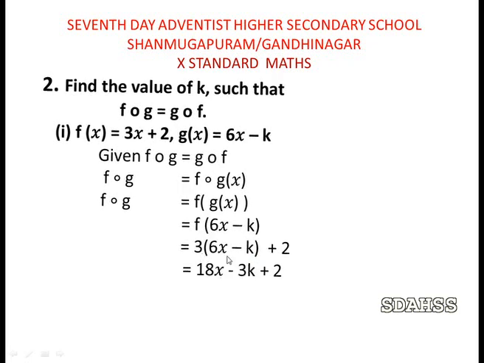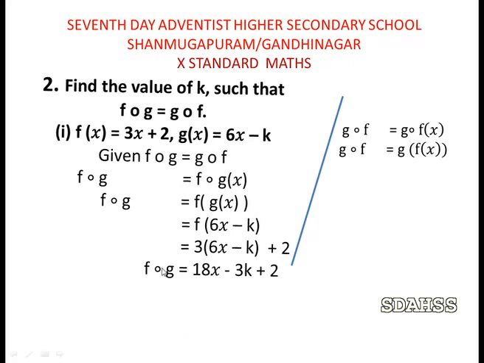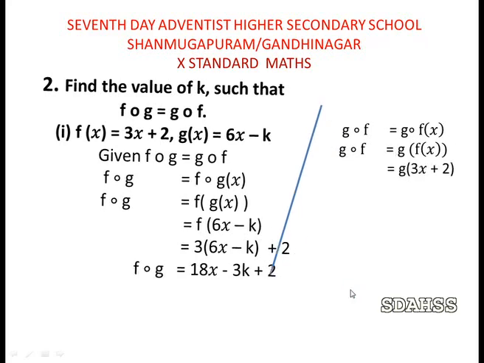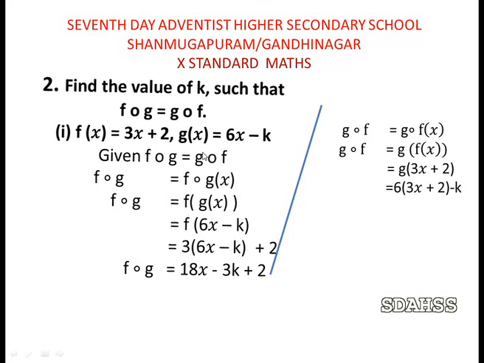Now multiply the 3 inside the bracket. It becomes 18x minus 3k plus 2. So f dot g equal to 18x minus 3k plus 2. Next you have to find g dot f. G dot f is equivalent to g dot f of x, that is equal to g of f of x. Now substitute f of x is equal to 3x plus 2. It becomes g of 3x plus 2.